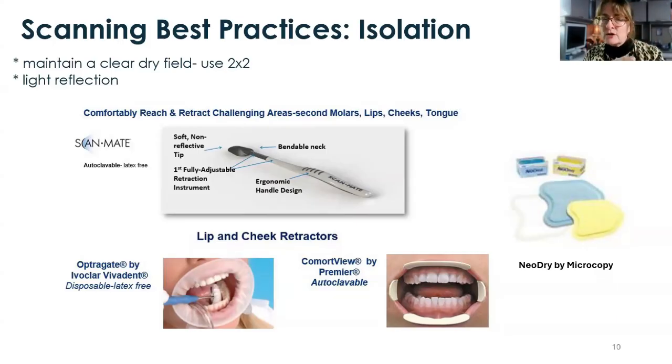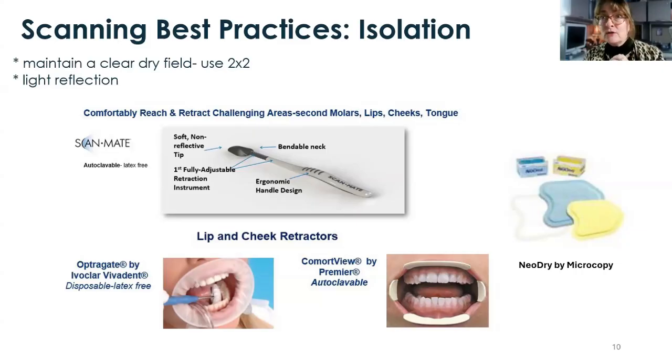So that might be like the Optrogate or the Comfort View at the bottom that is a lip and cheek retractor. Or if you're struggling with retracting lips, you could use something like ScanMate. But the NeoDry dry angles against the inside of the cheek, against the parotid gland, I think is awesome. Sometimes with some patients, every time you pull the cheek, it milks that gland, and all of a sudden you end up with a puddle on the mandibular arch.